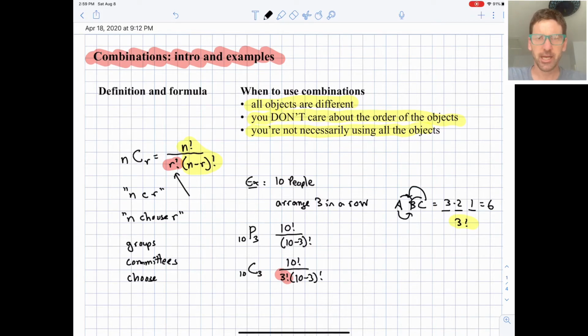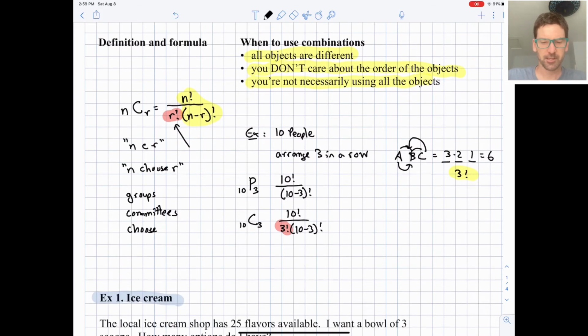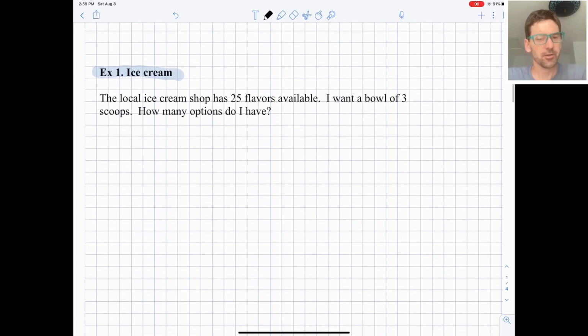Your calculator should have a button for combinations. It should be probably right next to the button for permutations. Let's do some examples. So the local ice cream shop has 25 flavors available. I want a bowl of 3 scoops. How many options do I have? This is the one we're going to do both ways, okay? And then we're going to do it by hand, sort of, and then we're going to use the NCR button on our calculator.